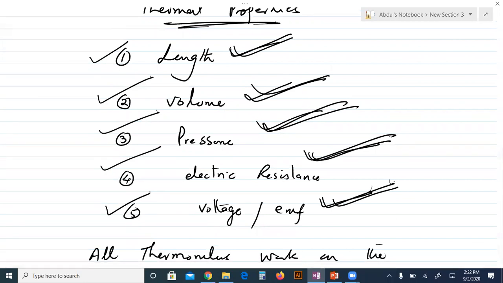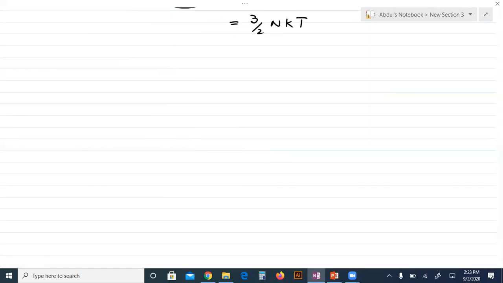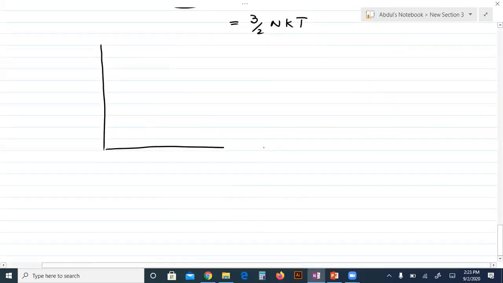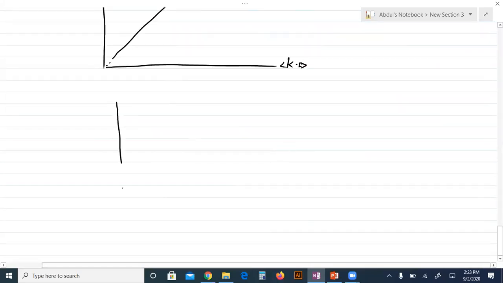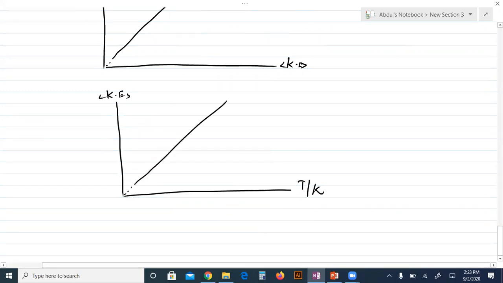So this is another difference. Kinetic energy and the Kelvin temperature are related linearly, and the Celsius scale with a thermal property is related non-linearly. For example, when you draw the graph between average kinetic energy and the temperature in Kelvin, it is a straight line. Similarly, temperature in Kelvin here, average kinetic energy here, it's a straight line, linear.